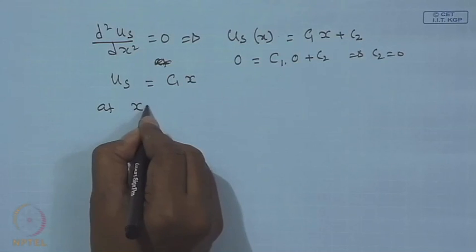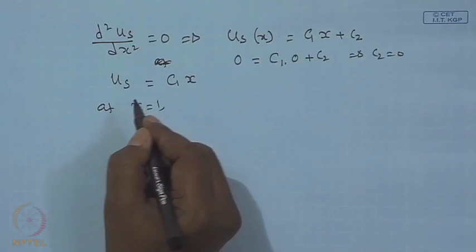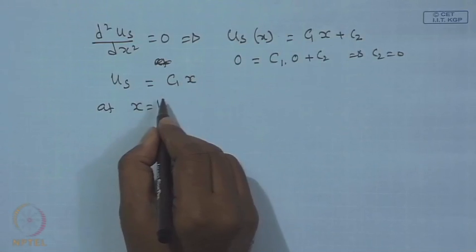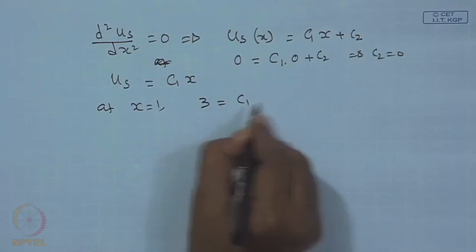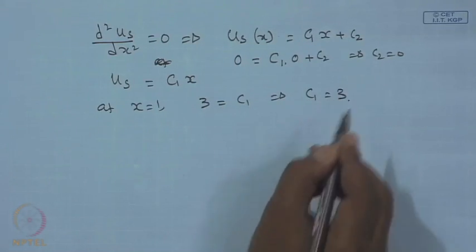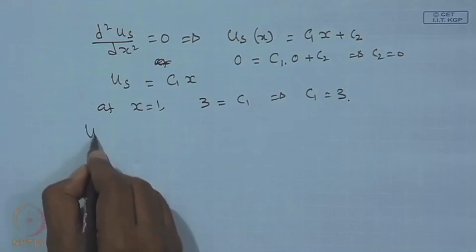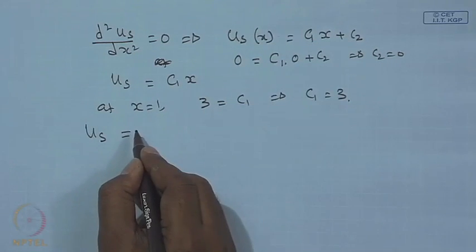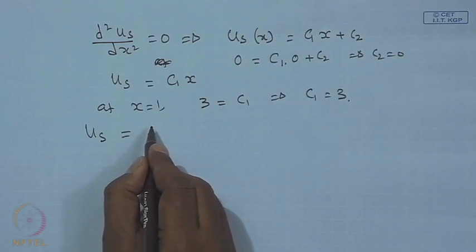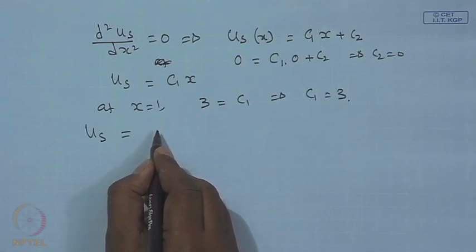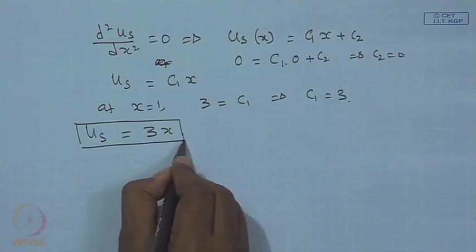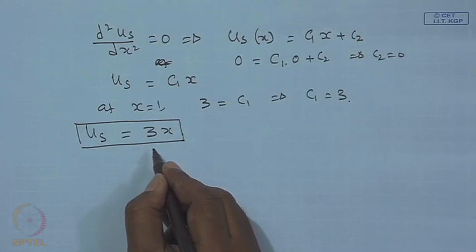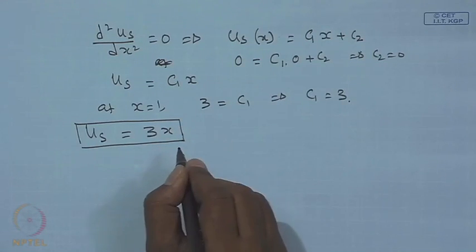So, at x is equal to 1, actually we should not have put u is equal to at the boundary condition, it should be x is equal to 1. So, u_s is equal to 3. So, 3 is equal to c1. So, your c1 will be equal to 3. So, the solution of u_s is nothing but 3 times x. So, this is the boundary condition, and this is the solution of the u_s steady state part.